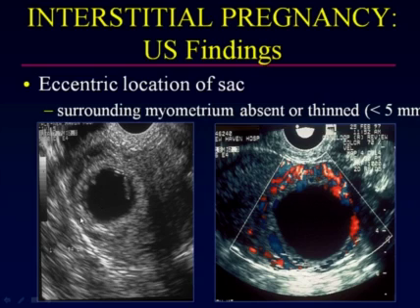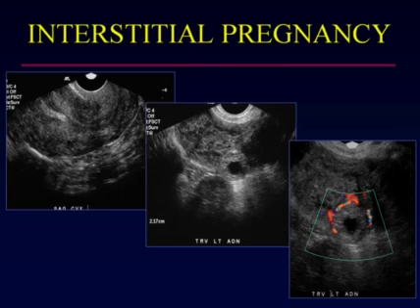And people have suggested that if you measure from the serosal surface to the edge of the trophoblastic tissue, if that myometrial rim is less than 5 millimeters, then you probably are dealing with an interstitial pregnancy.